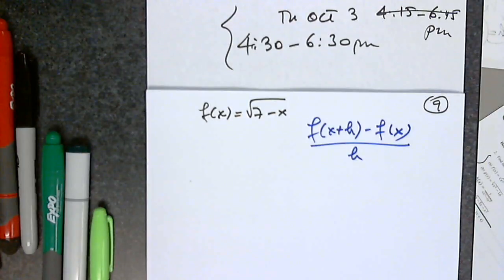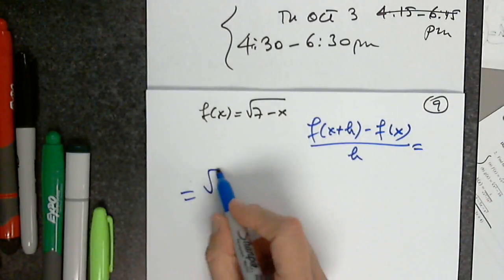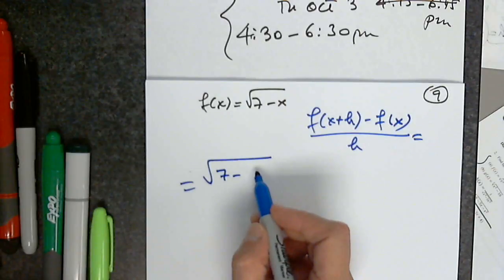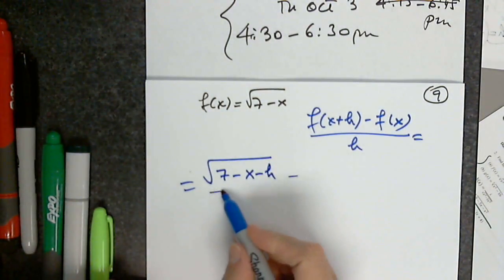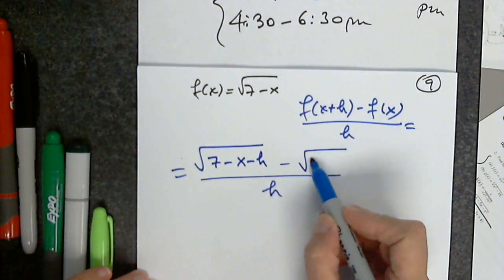Very good. What piece I don't have, and can anyone give it to us? Yeah, so it's x plus h. So it's going to be square root of 7 minus x plus h. Yes. You either say minus x minus h, or you say minus x plus h in parentheses. Very good. Minus square root of 7.